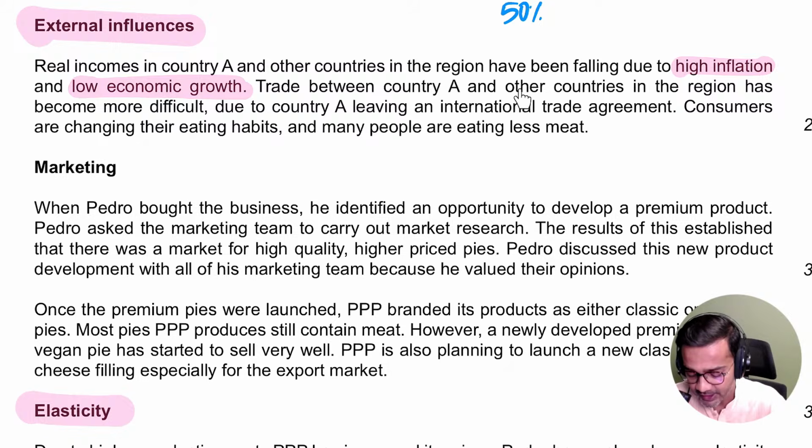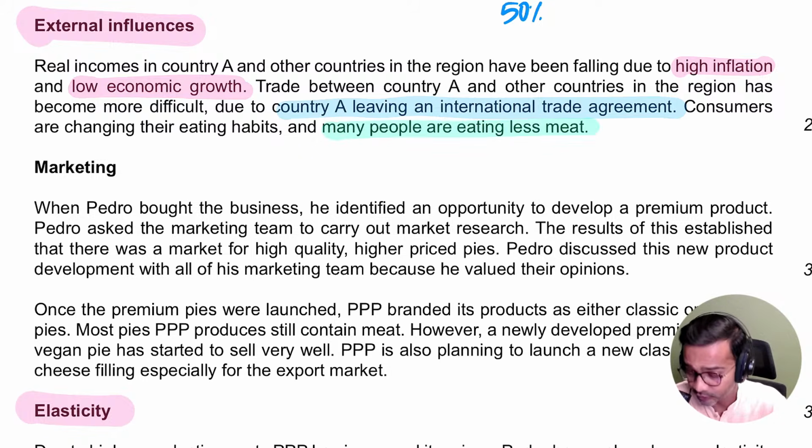The trade between country A and other countries in the region has become more difficult due to country A leaving an international trade agreement. Now, here's another problem. Country A, where PPP is, they left a trade agreement, which means that they will have to pay tariffs whenever they export, and whenever they import, their things will be more expensive for PPP. So imports become more expensive, exports become obviously less competitive because you are more expensive for the rest of the world. So another problem there. Plus, the third problem is that consumers are changing their eating habits, and many people are eating less meat.